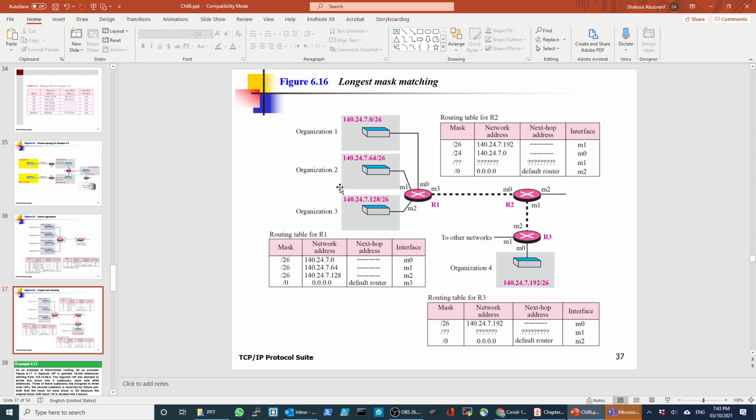So could we still use aggregation and assign a block like 140.24.7.192 to organization 4? Of course, the answer is yes, because routing is a classless address and uses the principle of longest mask matching. This principle states that the routing table is sorted from the longest mask, as you see /26, /24, all the way down to the shortest mask. That means if there are three masks, like /27, /26, and /24, the /27 mask must be the first entry and /24 must be the last. So always start with the longest mask.